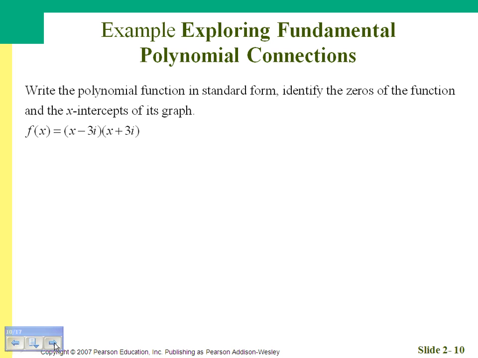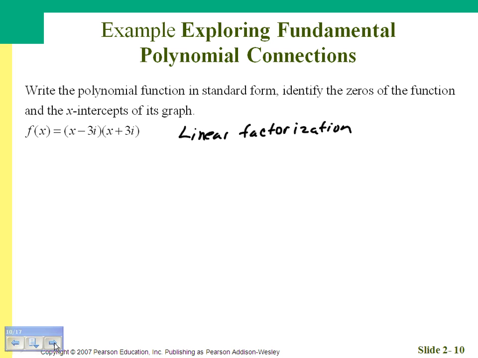Okay, so let's try one more, and then we'll call it a day, since I'm obviously getting tired too. Write the polynomial function in standard form, identify the zeros of the function, and the x-intercepts of the graph. Here we have an equation that's given to you in linear factorization form. They've given us both the factors.